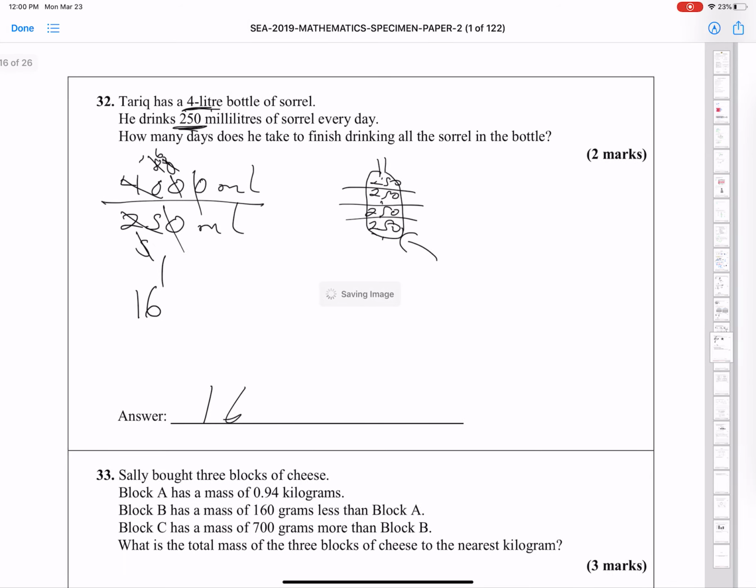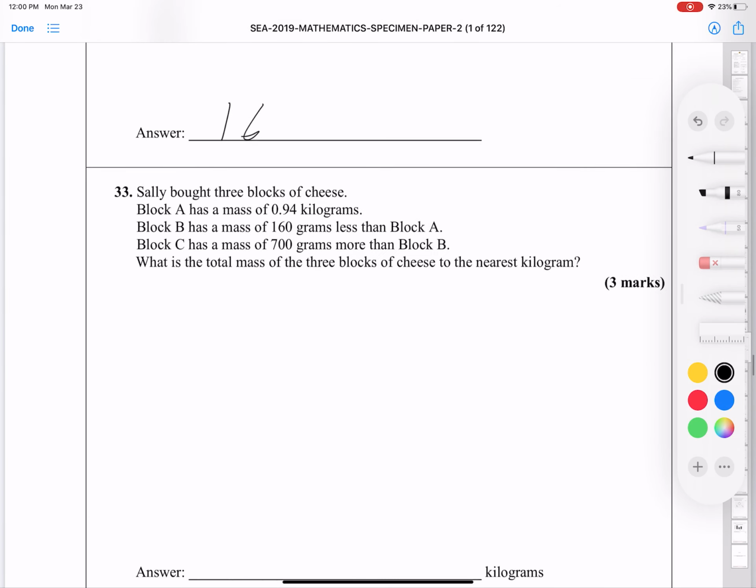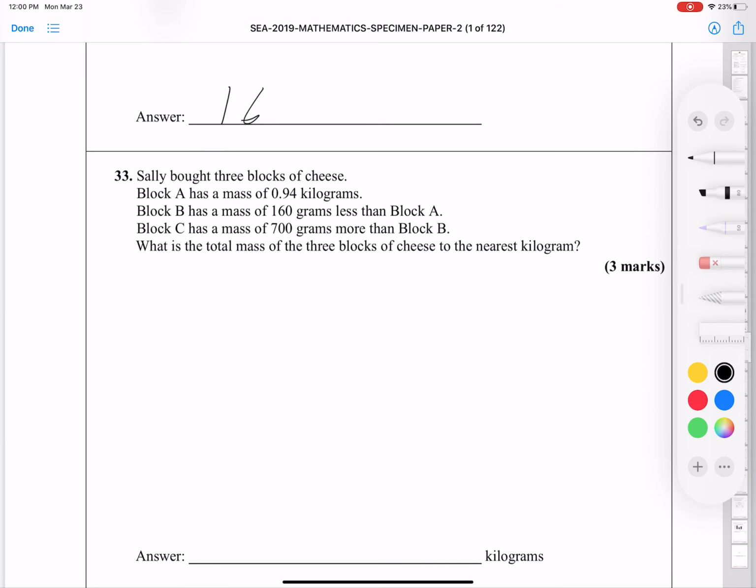0, 0, 0, 6 and 4, 10. 9 and 1 is 10 and 7, 17 and 1 is 18. So we have 1800 grams. They want the answer to the nearest kilogram. 1800 grams is almost how many grams? It's almost 2000 grams. And 2000 grams are 2 kilograms.